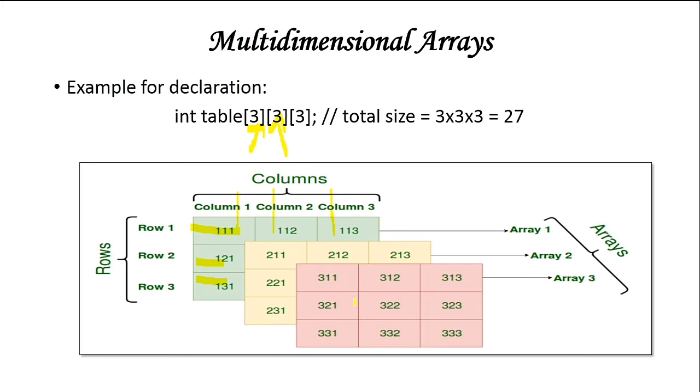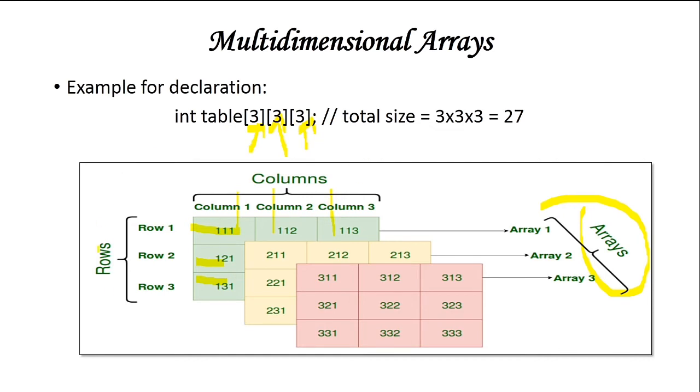How many such arrays are there? 3 such arrays are there. So this is the number of arrays that you need to specify over here. This is how you can declare the multi-dimensional array. You can see here, this is array 1, array 2 and array 3. So a total of 3 arrays are there, which I need to specify.